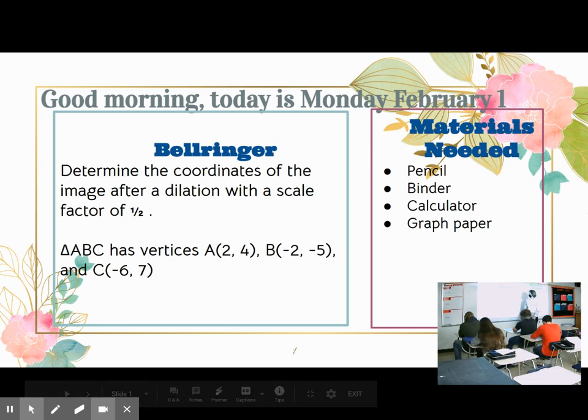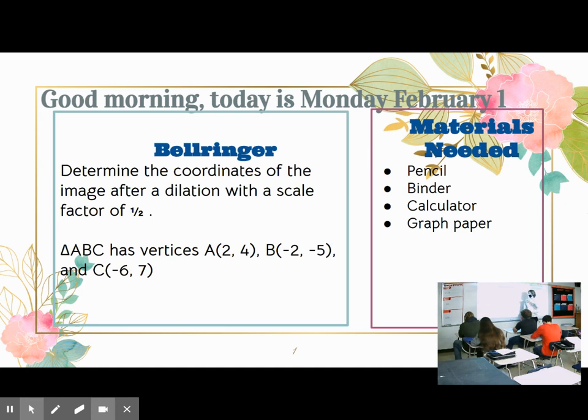Justin's going to explain to us how he did the bell ringer. Let's pay close attention so we know that we did it correctly, and if we didn't do it correctly, we can make corrections. All right, go ahead.